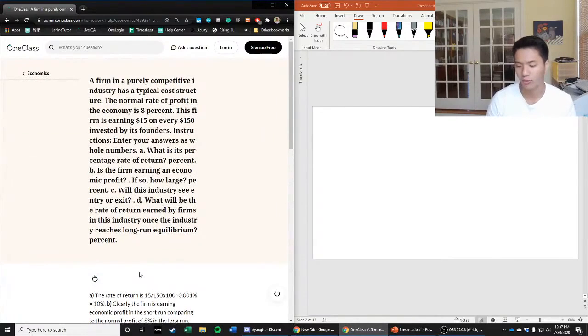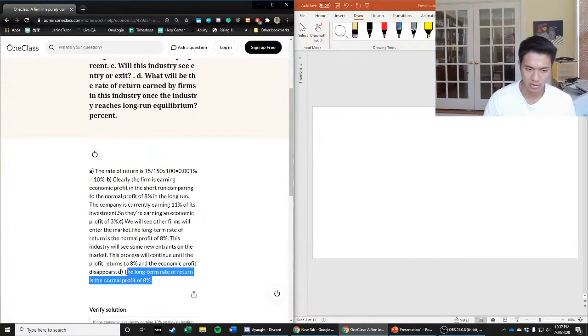And this is true, right? As more firms enter the market, the rate of return is going to go down, and more firms will continue to enter the market until there's no more supernormal profit and you're at 8%. At that point in time, firms will stop entering the market because it's just like every other industry available. And finally, D, what will be the rate of return earned by firms in this industry once the industry reaches long-run equilibrium? And again, we know that the normal rate of profit in this economy is 8%. In the long run, we would expect that after all the entrants into this market, the rate of return in this market would also be 8%. So the long-term rate of return is a normal profit of 8%.